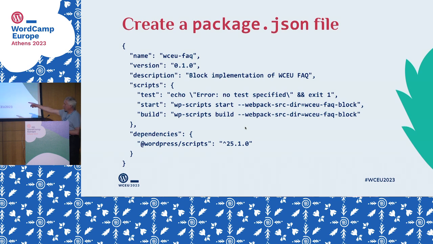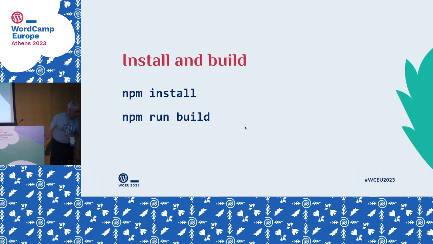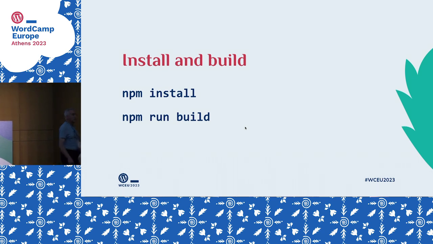And then the only other thing is the dependencies, which uses WordPress scripts. That's pretty much all that's happening in package.json. Sorry? Start is the watcher script, and build is for the final build.